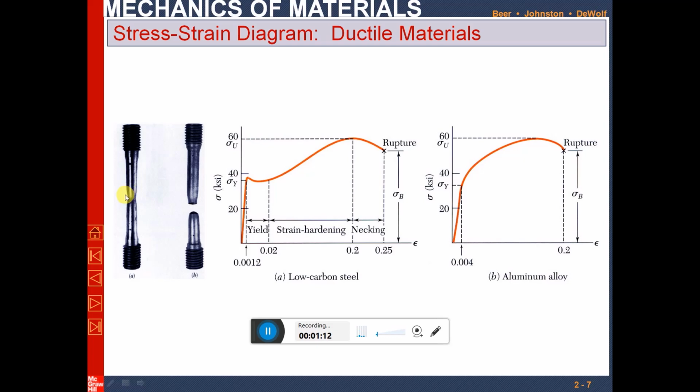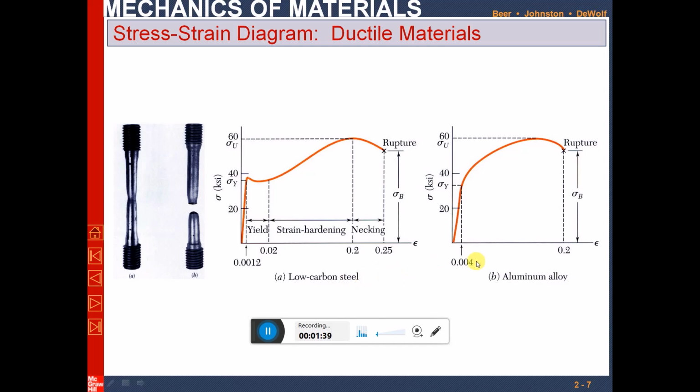Here you can see in the sample on the extreme left side, the reduction of the area is very significant. It makes the form of a neck. So the necking starts at this point until the specimen breaks or the fracture takes place, like it is shown here in the second image. Now this is a typical stress strain curve of a ductile material, which is low carbon steel.